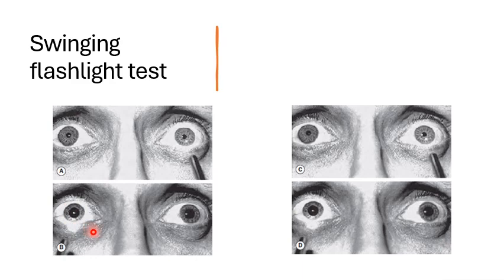It should continue to be constricted. It cannot do that and it will go into paradoxical dilation. Not only this eye, but also that eye consensually will dilate. And if we move the light back to the sound eye, we'll find that it was dilated and will start to constrict, and vice versa. When we move the light to the diseased eye, it will dilate.